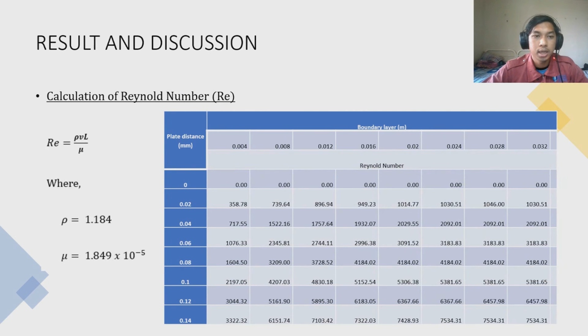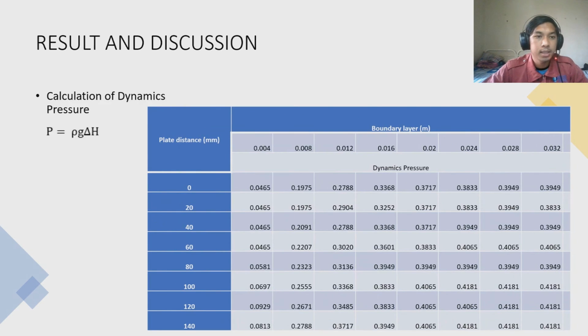Next is the calculation of the Reynolds number for the rough surface. We still use the same formula as for the smooth surface, which is Re equals rho VL over mu. Then after we calculate, this table shows the Reynolds number for each of the parameters. And next is the calculation of dynamic pressure for the rough surface.